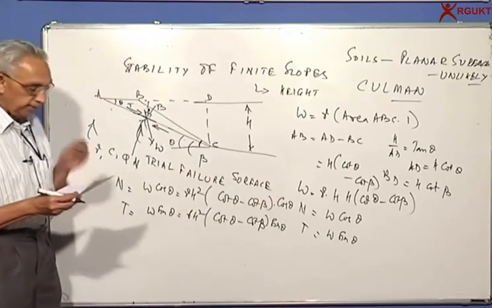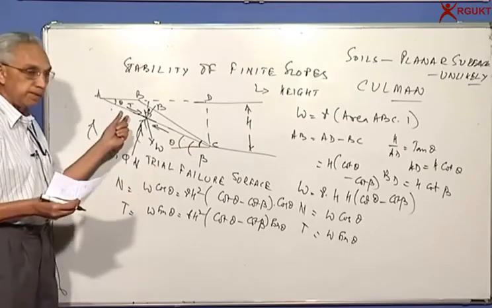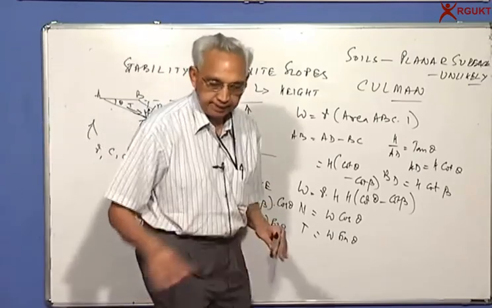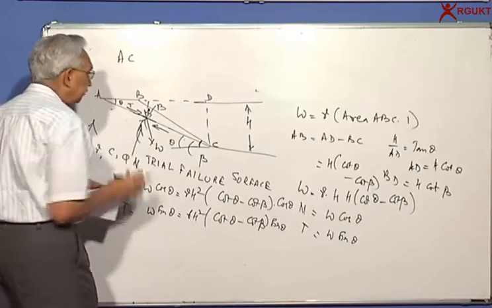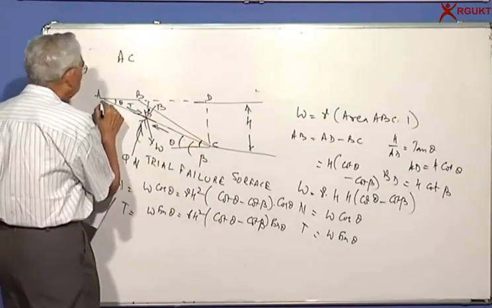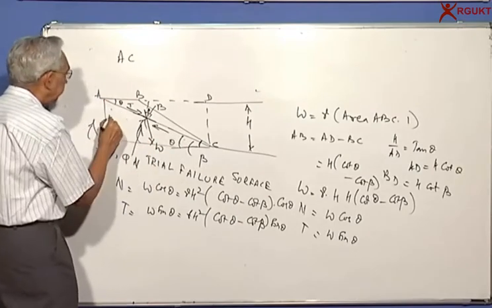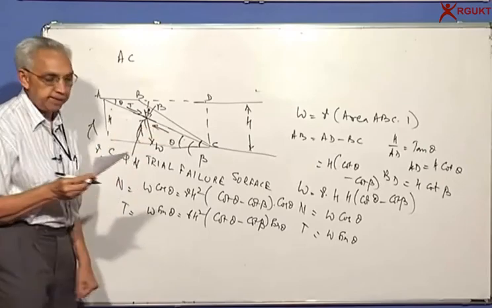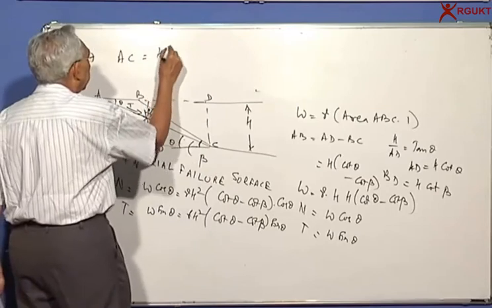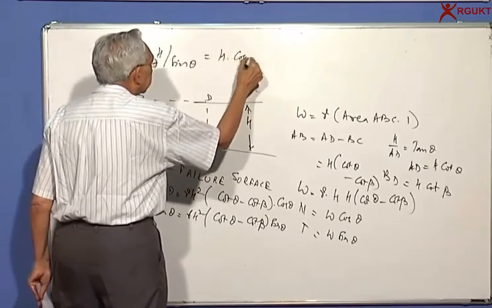If you want to find out the stresses, I have to divide by the length AC times unit width, which is unit distance. So we need to find out the length AC. Please note again, this angle is theta and this is h. So AC will be equal to h by sine theta, or shall we say h cosecant theta.